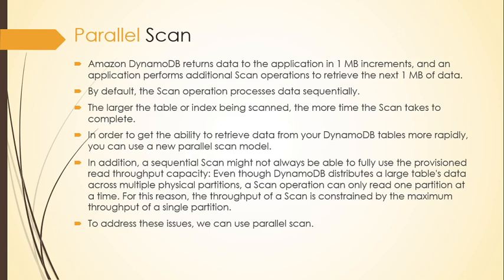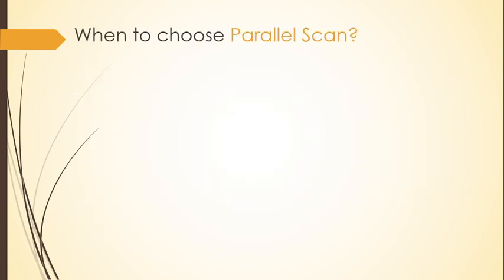So to address these two issues, we can use parallel scan. The first is to avoid the sequential process, and the second is to fully utilize the provisioned read throughput capacity of your DynamoDB table. With the help of parallel scan, you can overcome these two problems.